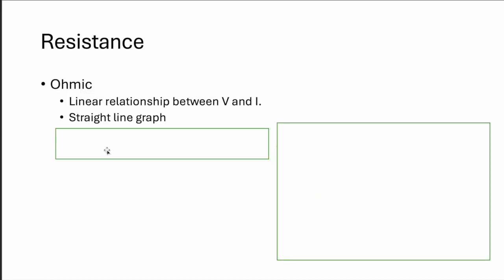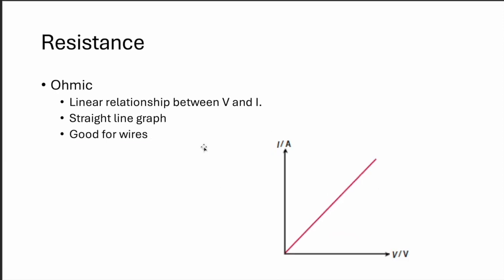And if you plot a graph of current against voltage and it turns out to be a straight line, it is said to be an ohmic conductor. And ohmic conductors are good for making wires just to connect components to components.